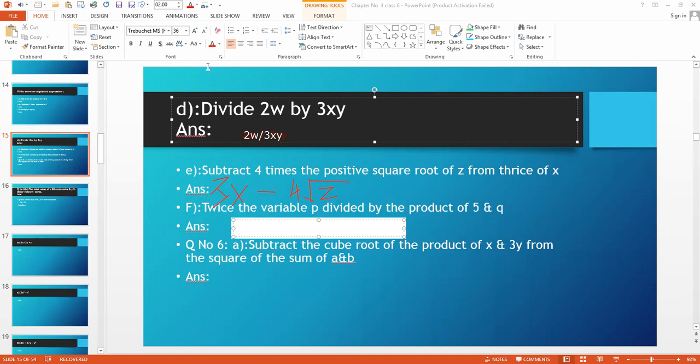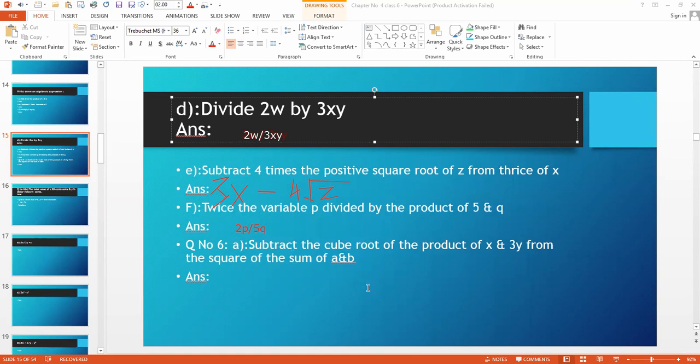Where I have to choose the red color. 2p, and I have to divide it by the product of 5 and q. Product means to multiply 5 with q. So when we multiply 5 with q, we will get 5q. So 2p over 5q is your answer. Is it clear? Very easy.